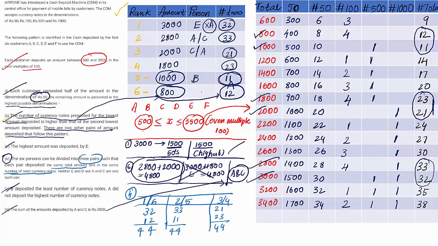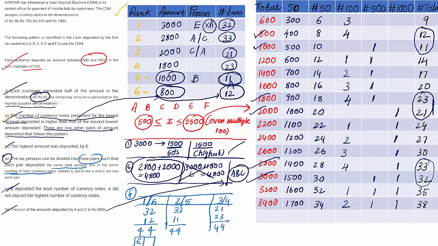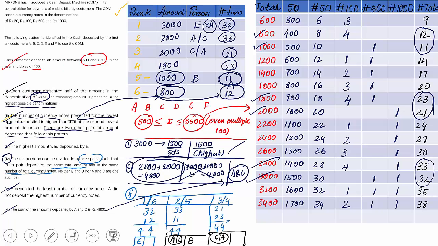1 and 6 is E and some other value. We do not know what that is. And 2 and 5 is A or C or B. And what is 3 and 4? It's C or A, and the fourth one we have to find. We'll calculate what that is. We'll try to find out what that is.